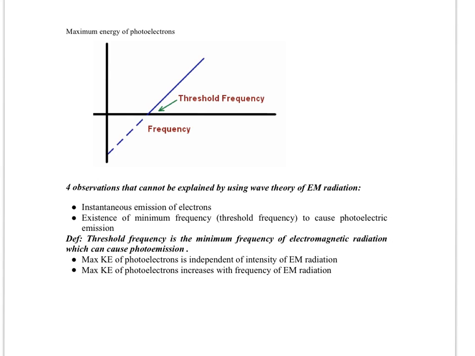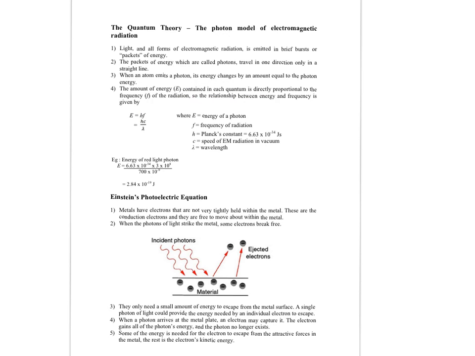So who managed to explain photoelectric emission? Einstein. Okay? So how did Einstein manage to explain the phenomenon of photoelectric emission? He actually borrowed an idea from Max Planck. So Max Planck was the first scientist of that era who suggested that EM radiation are not waves. He suggested that EM radiation are particles. So what kind of particles did he say that EM radiation is? He said that they are actually packets of energy called photons.